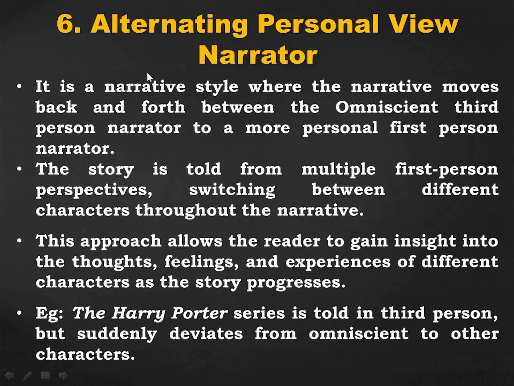So now coming to the sixth type of narrator or narration, that is alternating personal view. Alternating, from the title we can understand that there is a switching between different characters. So, in this form of narration, the narrative moves back and forth between the omniscient third person narrator to a more personal first person narrator.